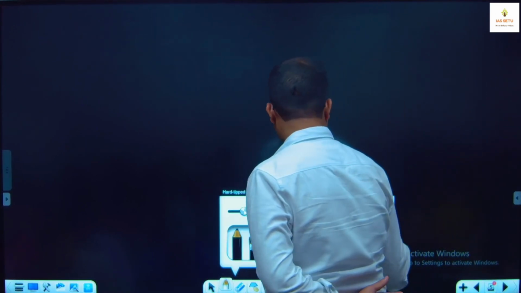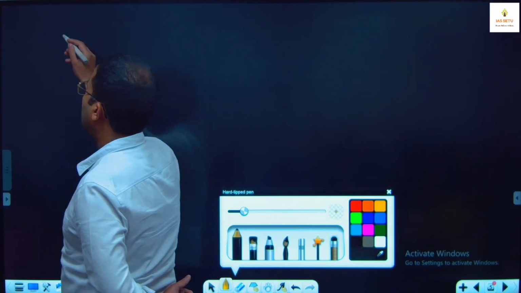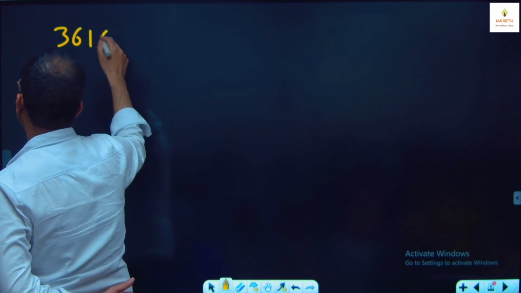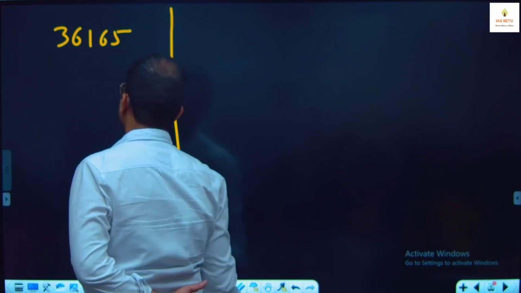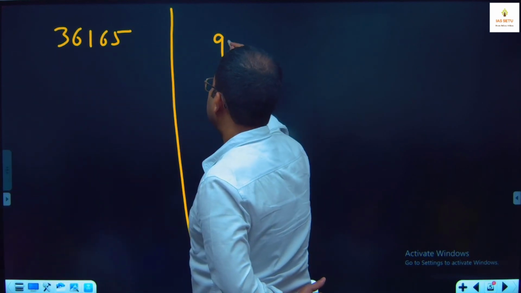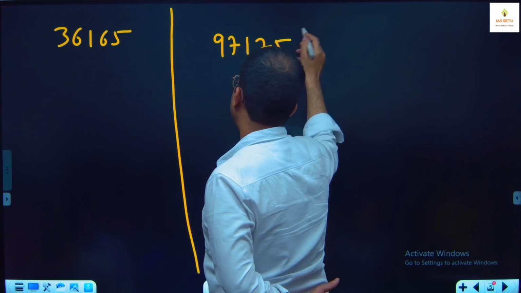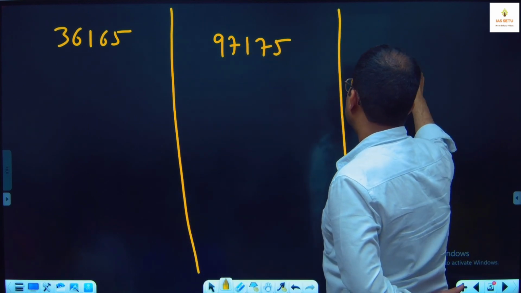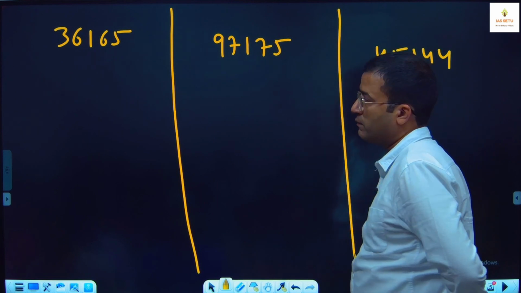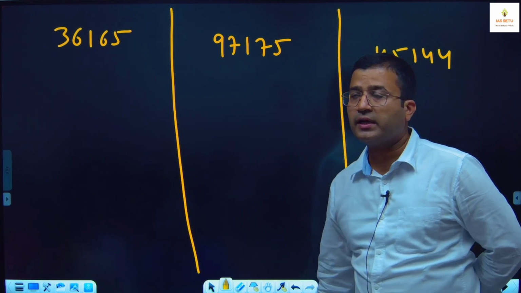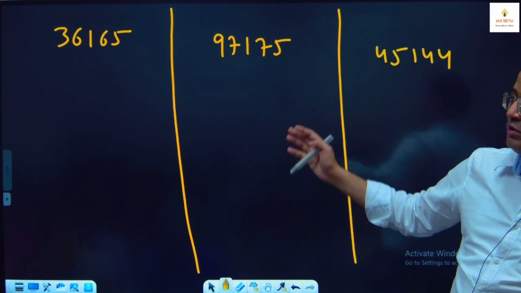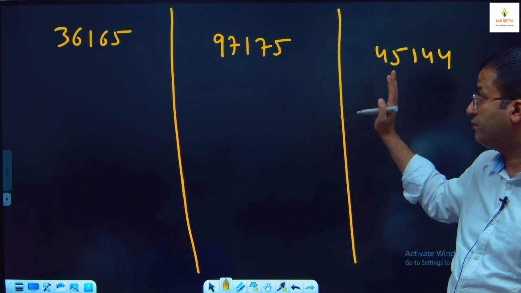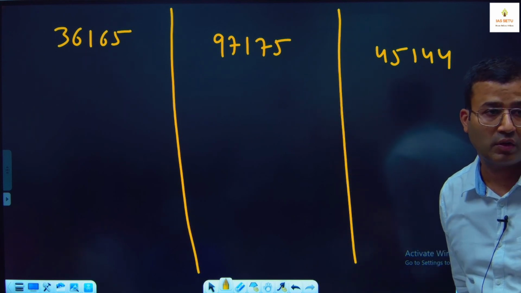Check. 36,165, 97,175, 45,144. Check if it is divisible by 15, yes or no. Keep the answer with yourself, yes or no.